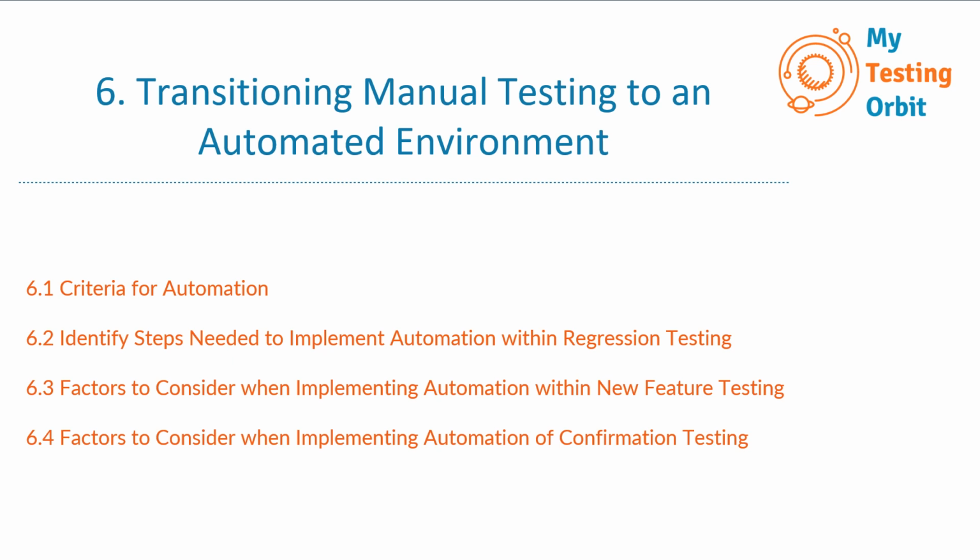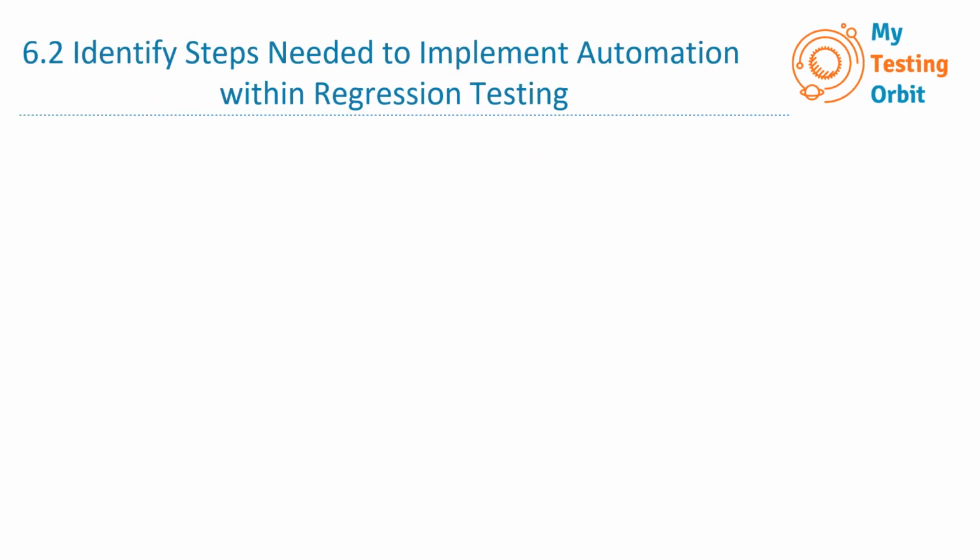We completed section 6.1 in our last session, and in today's session we will go through section 6.2, which is identify steps needed to implement automation within regression testing. Regression testing provides a great opportunity to use automation. First of all, let's see what is regression testing.